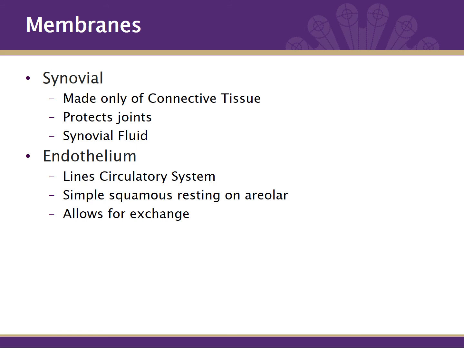Endothelium. The endothelium lines the vessels of the circulatory system. It is made up of simple squamous epithelial tissue resting on a thin layer of areolar connective tissue. Because it is so thin, it allows for an exchange of nutrients and gases from the blood to the surrounding tissues. Again, we will talk about this one later on in the semester when we discuss the cardiovascular system.